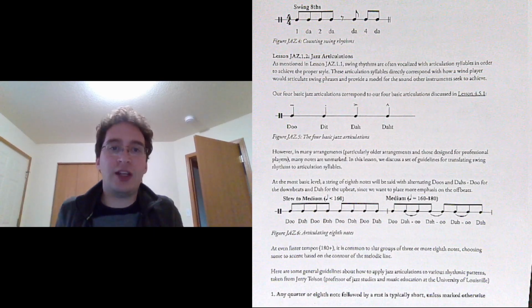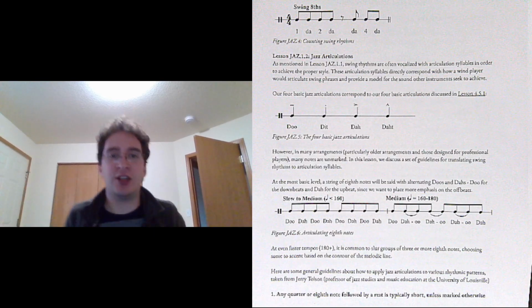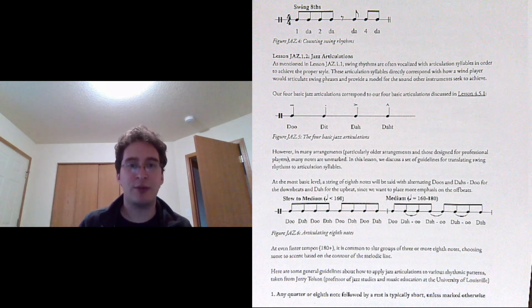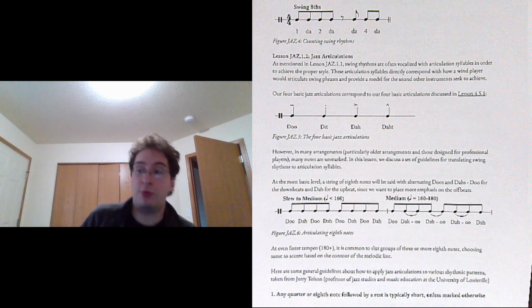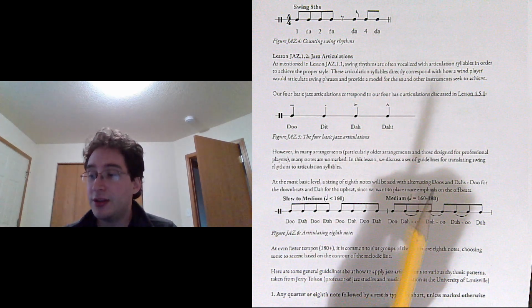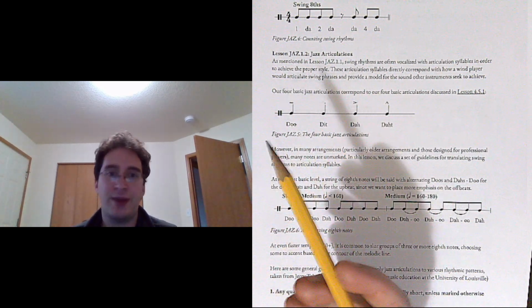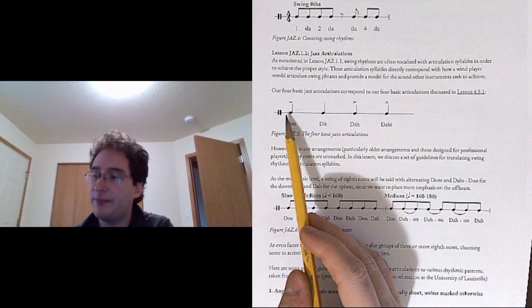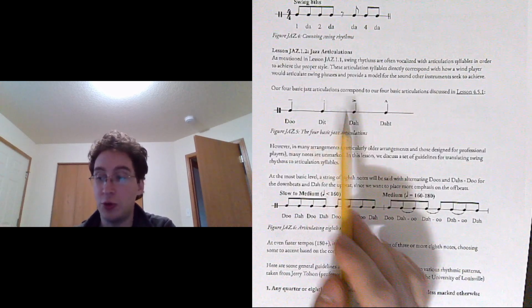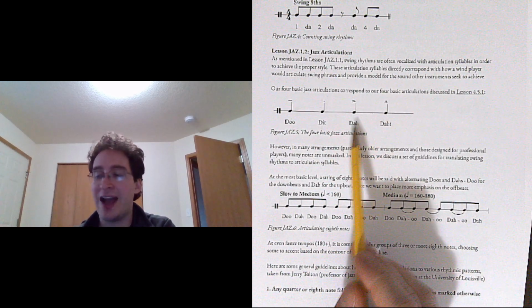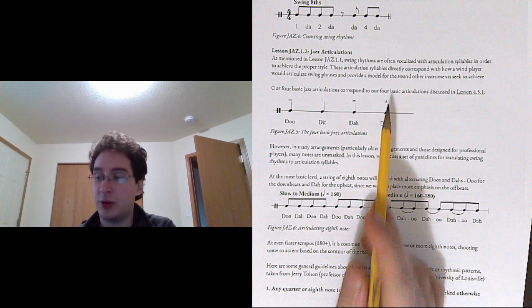Welcome to lesson JAZ.1.2 on jazz articulations. So normally when we're looking at jazz music and we want to say it, rather than saying the rhythm, we will probably say the articulation because that gets us closer stylistically to what's going on with a line. There are four basic jazz articulations that correspond to the four basic articulations that we've already discussed. You have your tenuto, do, your staccato, di, your accent, da, and your marcato, da.